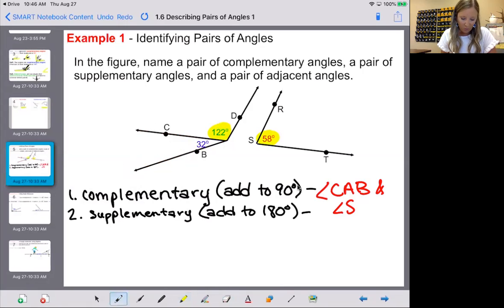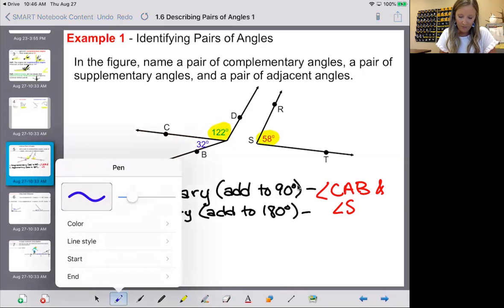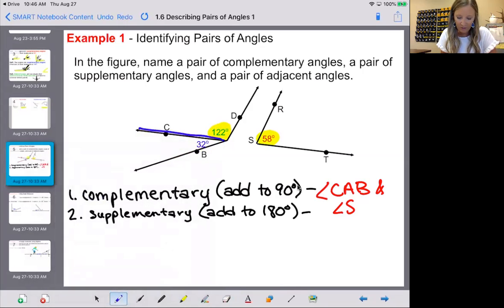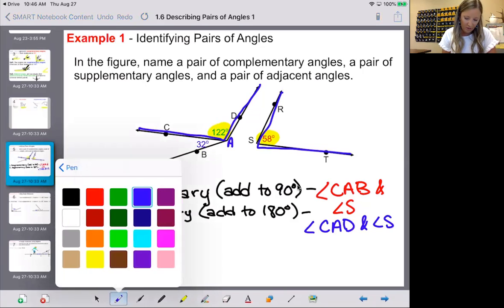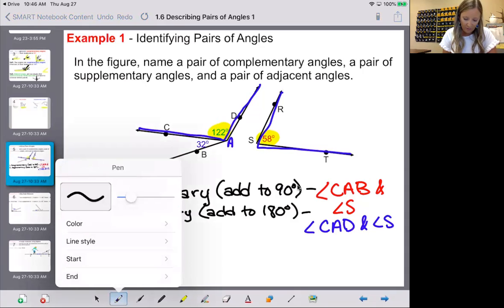And so we are going to name this angle on the top here. I erased my A. And then we also need to name this angle over here. So the first one, we need to not call it angle A, remember? So we'll call that angle CAD. And of course, the other one is angle S. All right, last thing we need to answer here is the pair of adjacent angles.